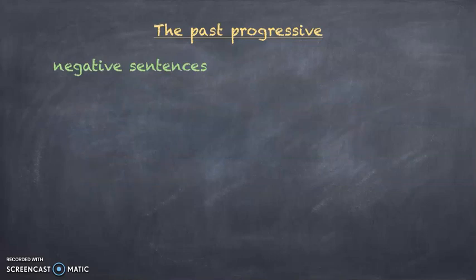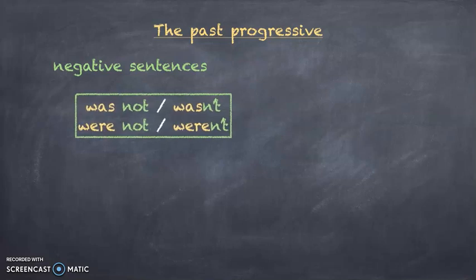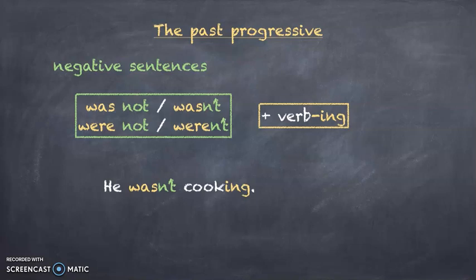How do you make a sentence negative with the past progressive? You add a not, so you have either was not and were not, or the short form, which is usually used with wasn't or weren't, and then the verb in the ing form. Yes, 2 examples: he wasn't cooking, they weren't eating.